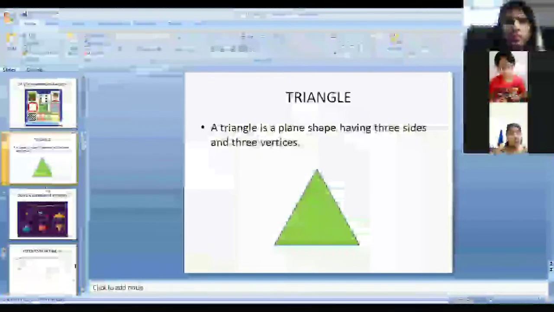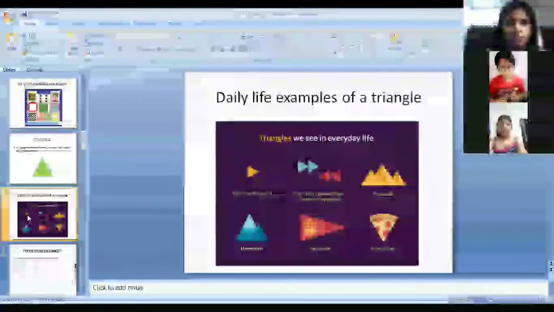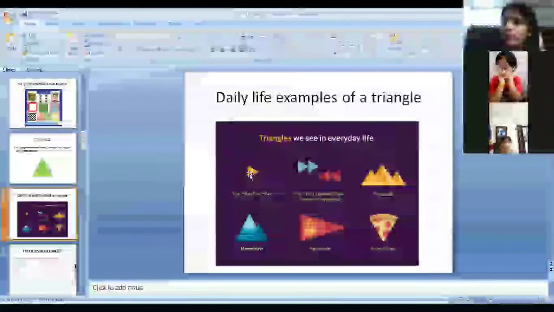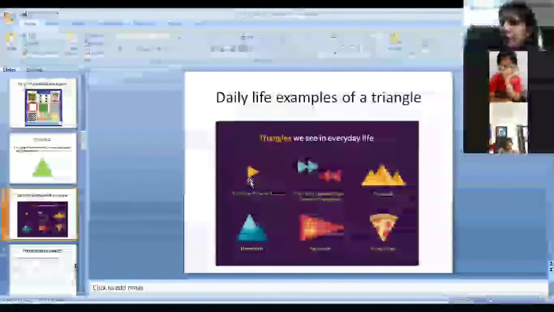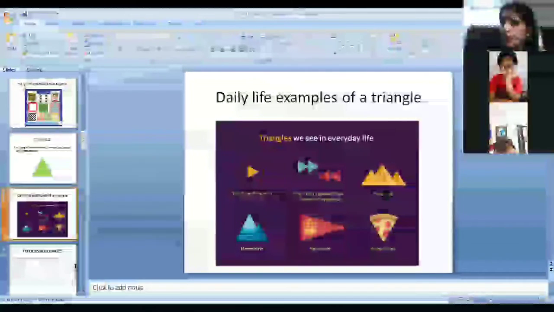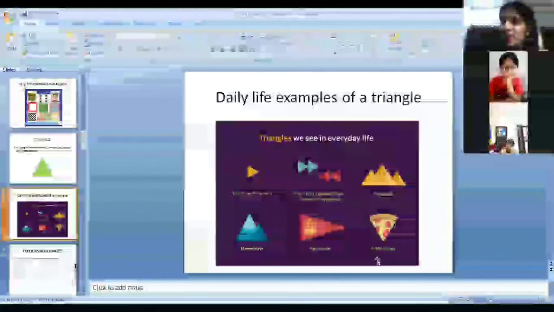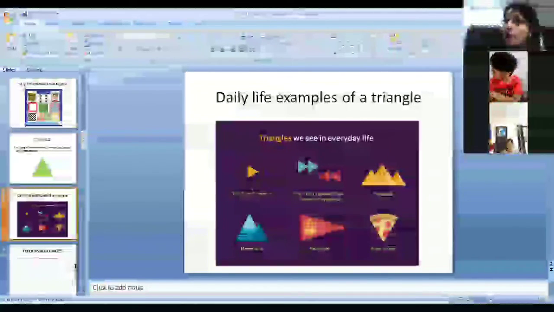Let's have a look at daily life examples. This play button, which you see now, children, on the remote, is triangle in shape. Pyramids, then we have a pizza slice. Okay, it is triangular in shape. Mountains. These are a few examples which we see in our daily life.